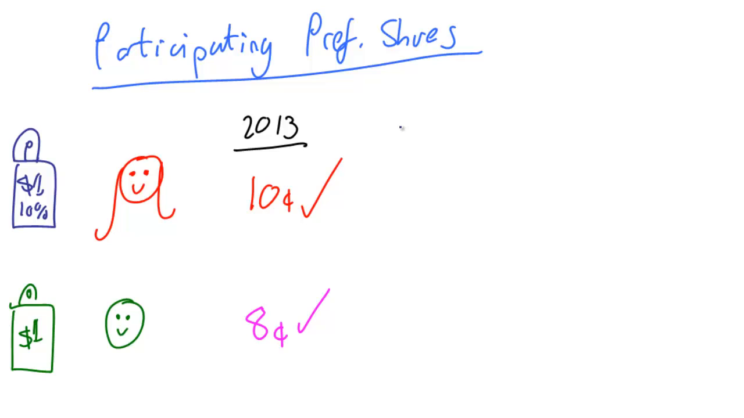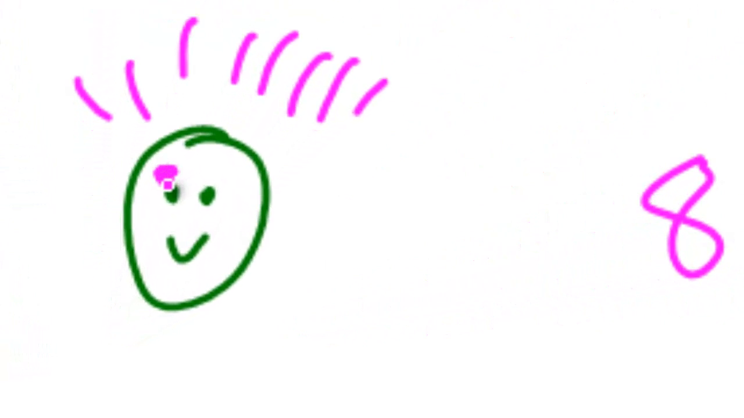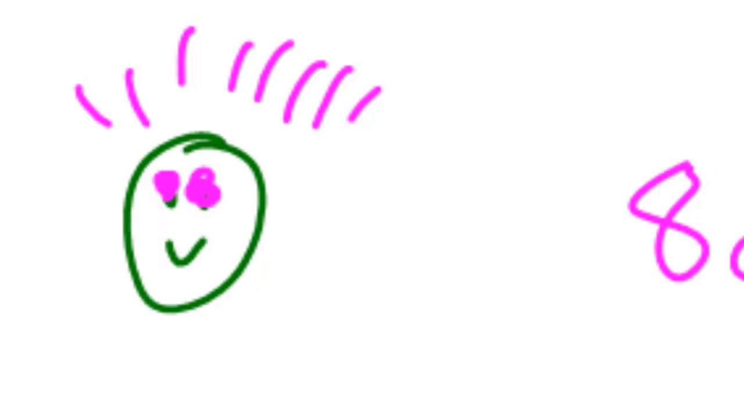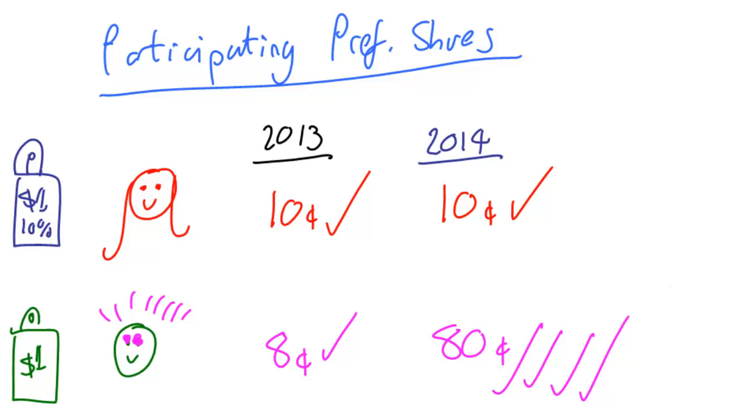Okay, 2014 arrives. She gets 10 cents. How's she feeling? She's feeling pretty happy. And then Mr. O gets 80 cents. It's been a fantastic year for the company. He's not just happy, he's kind of wild and ecstatic. Very, very happy. Now, let's go back to Mrs. P. She was happy. And then she sees what he gets. 8 times more than her.